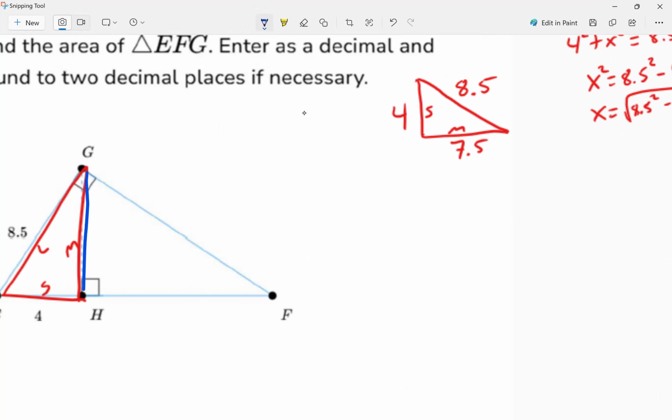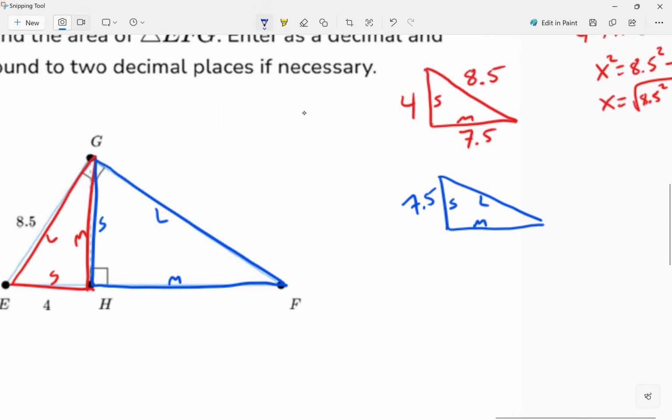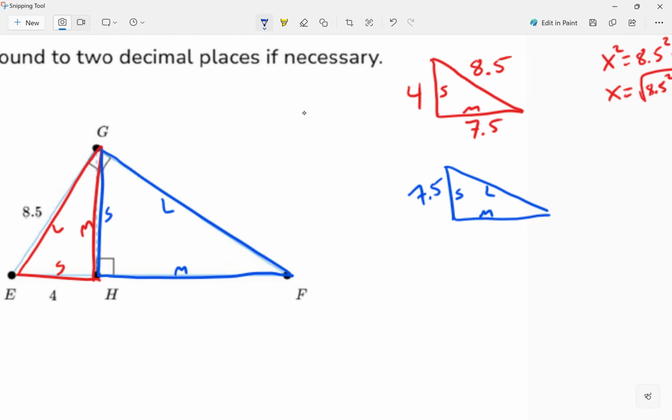So I have a blue triangle here. Here's the small side, the medium side, and the large side. I'm going to say the small side of the blue triangle is 7.5, because that's the same as the medium side on the red triangle, right? So 7.5. I don't know how big the medium side is, and I don't know how big the large side is. In fact, right now, the medium side, I will need it later. So let me call it y. I'm gonna need it later.